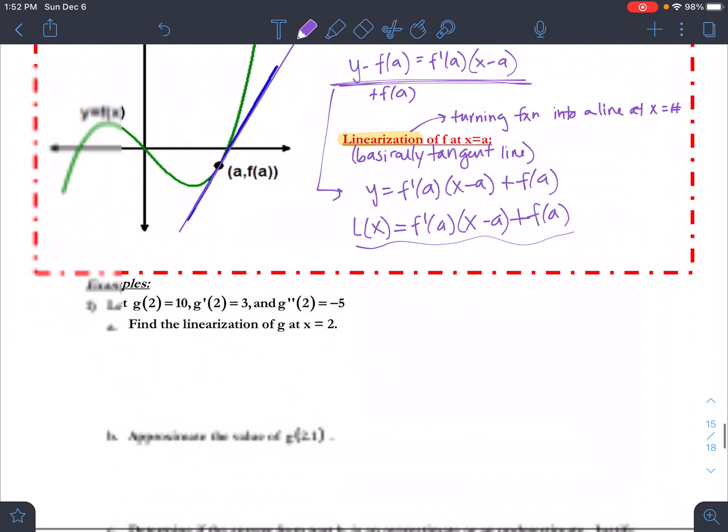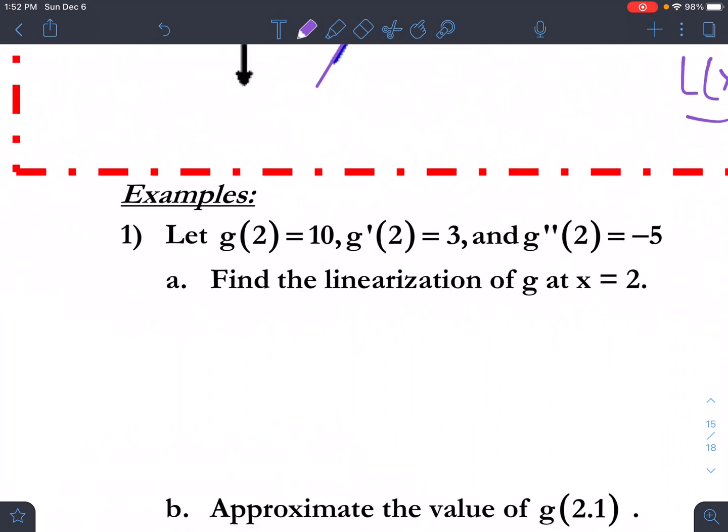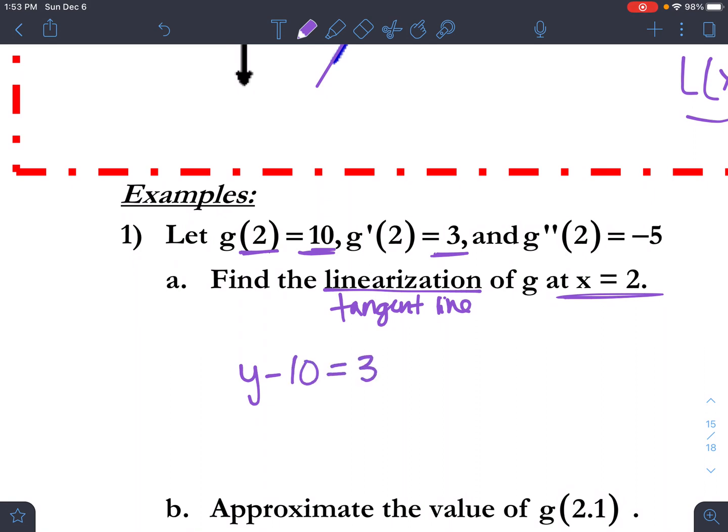Let's try a couple examples here. It says find the linearization of g at x equals 2. I don't want you to be confused here. Again, this really just means find the tangent line. So treat it like normal. At x equals 2, you have y equals 10. You have a slope of 3, so you just plug that in. y minus 10 equals the slope of 3 times x minus 2.